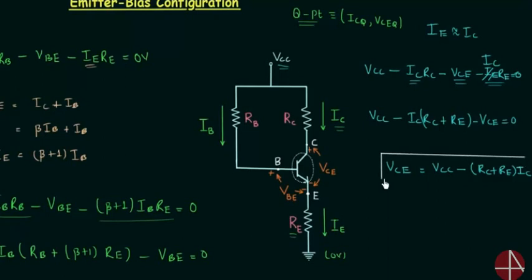We have already derived the expression of IC, and by using that expression we can calculate IC. Once we have IC, we will put it here to calculate the value of VCE. The next thing is the advantage of using emitter resistance.